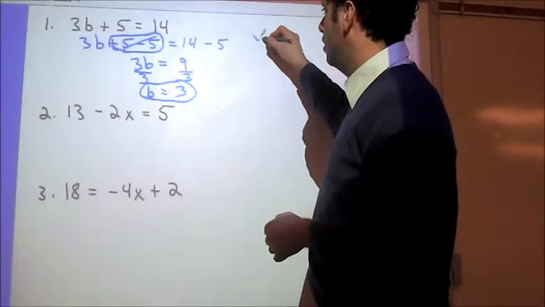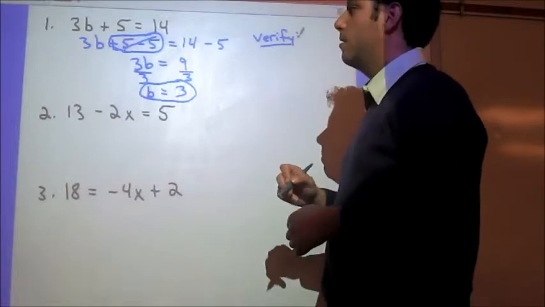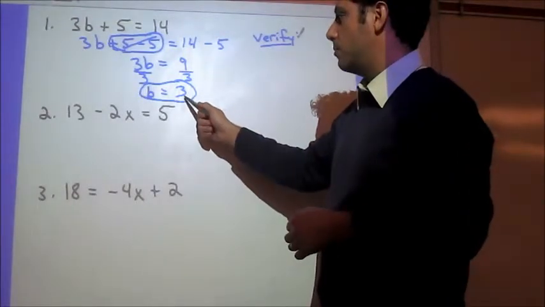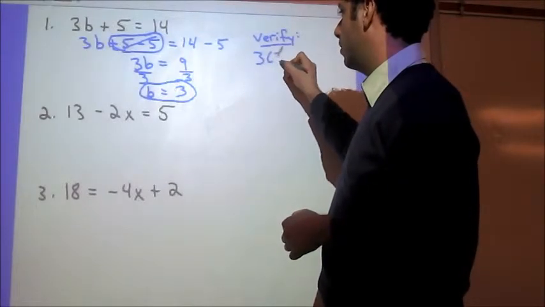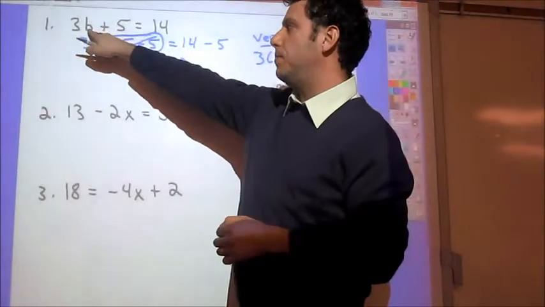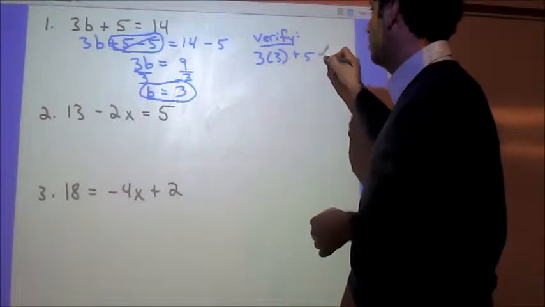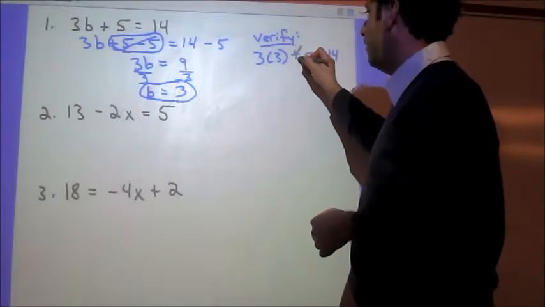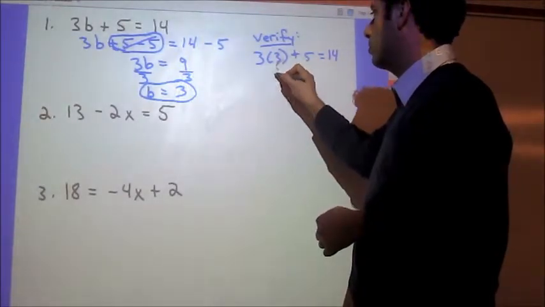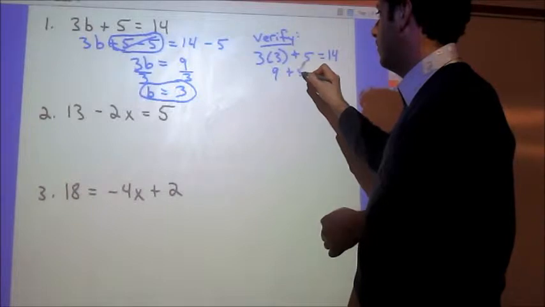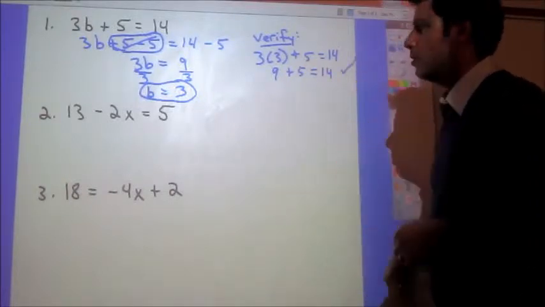Now it's always a good thing to verify that your answer is correct, and you can do that using the substitution method. We're saying that b is equal to 3, so let's plug in the number 3 in place of the b in the original equation, and then see if the equation makes sense. So if we're right, 3 times 3 plus 5 should equal 14. 9 plus 5 is equal to 14. That is true, right? 9 plus 5 is equal to 14. So it looks like we're right.